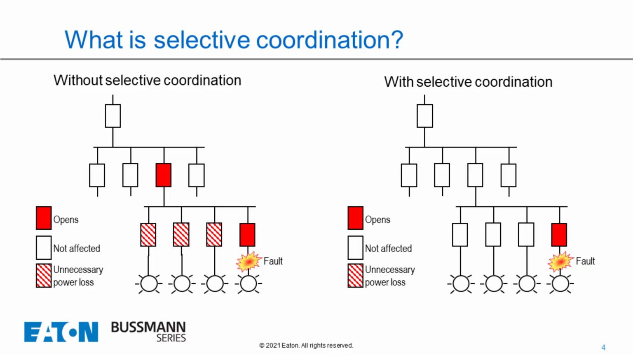On the right-hand side, we have selective coordination, where the ballast or something shorted out on that panel, and we only knock out that one overcurrent protective device feeding that light fixture, or whatever the load is that we're looking at. This is selective coordination, and this complies with the National Electrical Code, especially on certain sections that we'll get into.